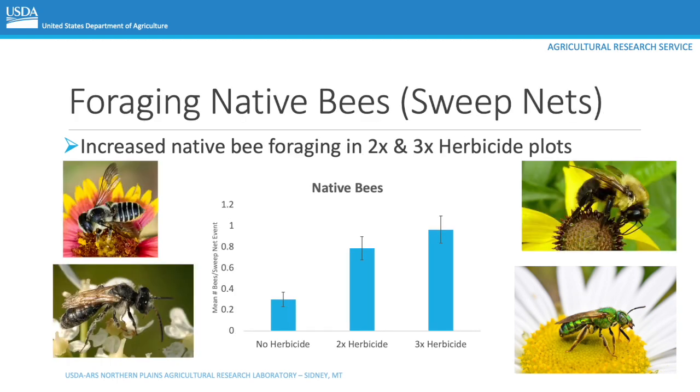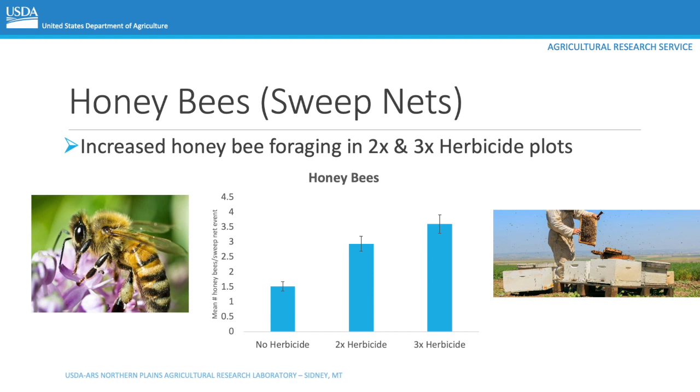The second graph I'm going to show you is the foraging native bees, and this is from our sweep net data. Again, the herbicide plots had increased flowers. They also had increased native bee foraging. And if you're a honeybee person, this is good news as well. We also saw a dramatic increase in honeybees utilizing the herbicide plots.